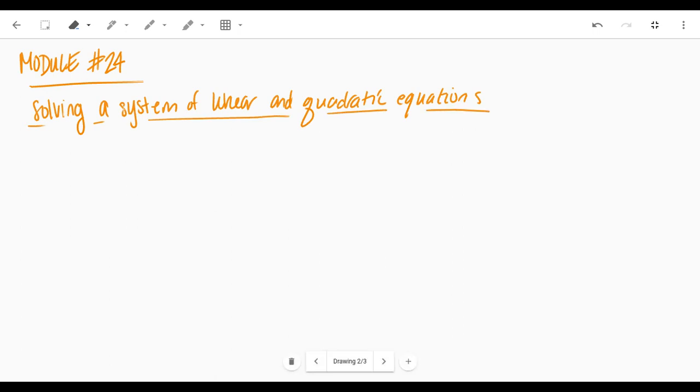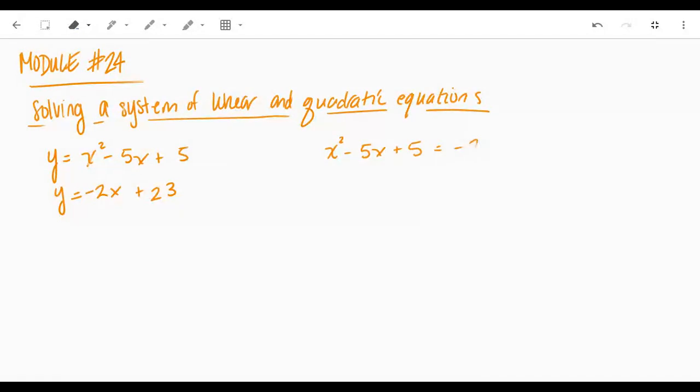Okay, so we've done systems of linear equations for sure. So now we're just going to make one of them be quadratic. So something like y equals x squared minus 5x plus 5, and y equals negative 2x plus 23. Now these aren't a good candidate for your elimination method where we would add or subtract to cancel things out. These are going to be better where you set them equal to each other. So since they both equal y, we can do x squared minus 5x plus 5 equals negative 2x plus 23.